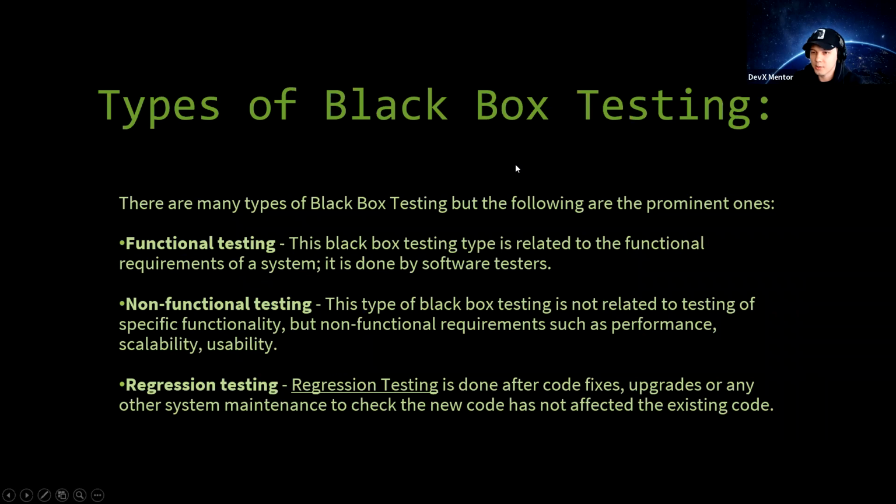And there are some types of black box testing: functional testing, non-functional testing, regression testing. Functional testing, this is a black box testing type, is related to the functional requirements of a system. It's done by software testers. So we're checking the functionality.